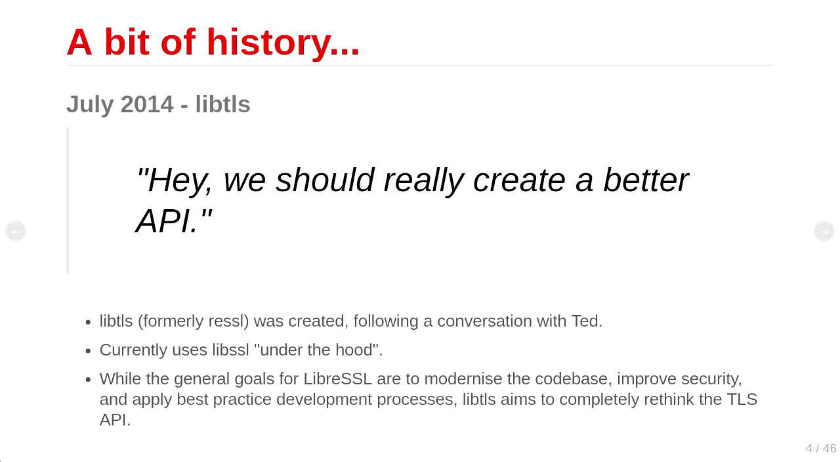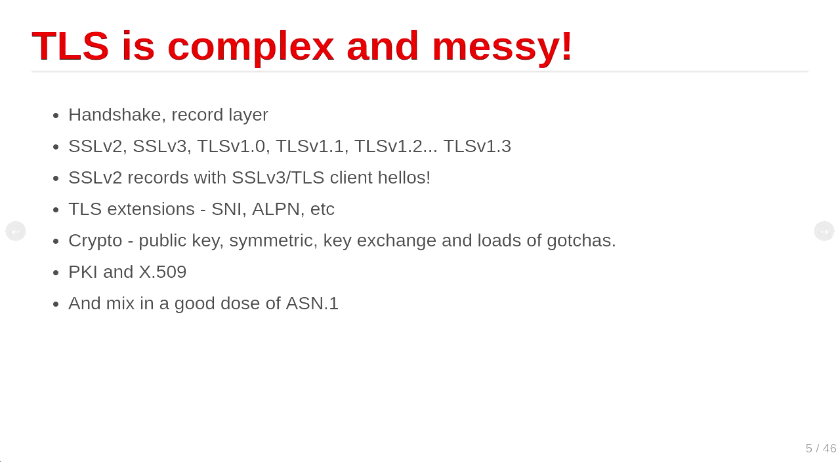So the general goals for the LibreSSL project are to modernise the codebase, improve security, and apply best practice development processes. That's one half of the project. The other half of the project is to introduce a new API which completely rethinks how you do things. But TLS is complex and messy. If you've ever played with this stuff, you'll know there's various levels of handshake processes involved. Each of these has a variety of handshake messages, with various fun parts to them.